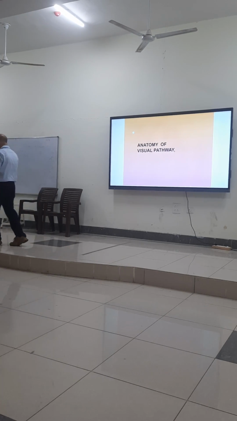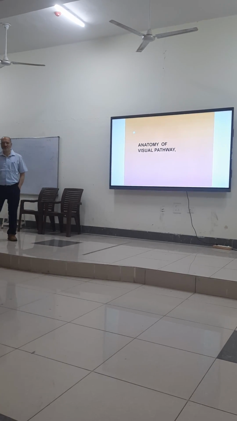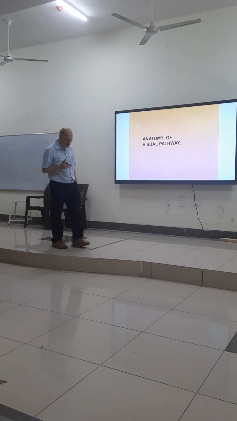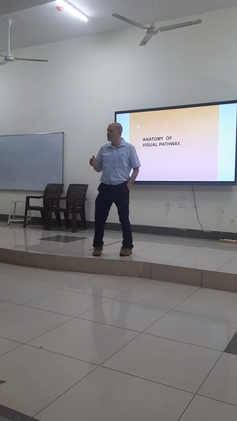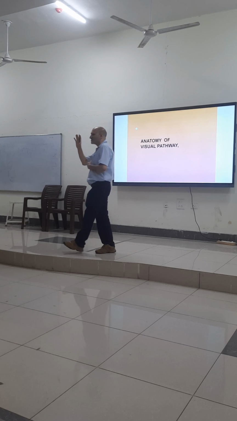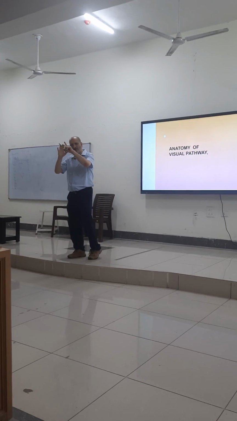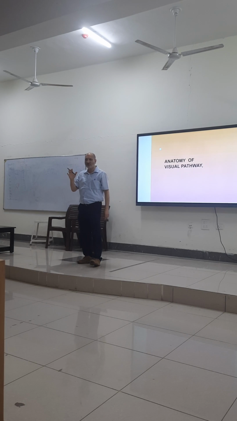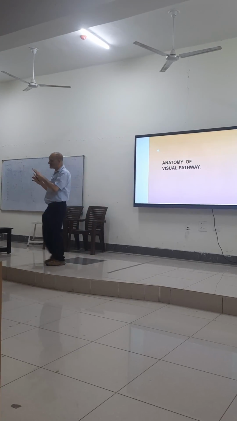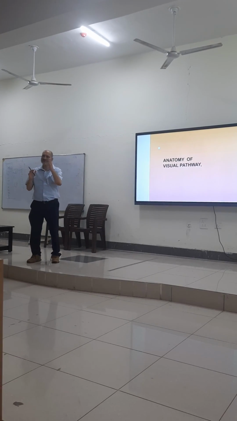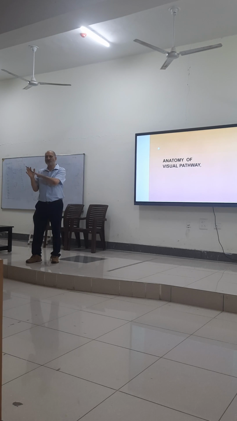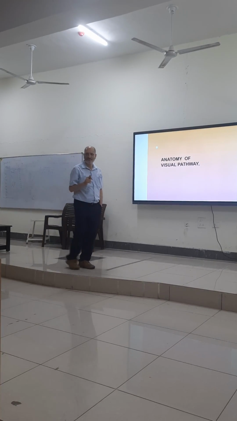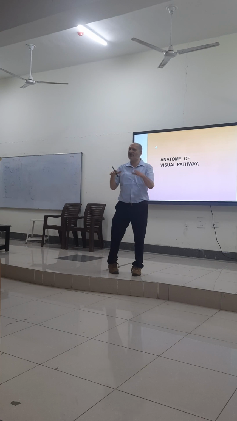So, there are some unique features in this part. What are the unique features? First is that I have a convex lens. And once that convex lens forms an image on the retina, what type of image will it be? Inverted. It will be inverted.